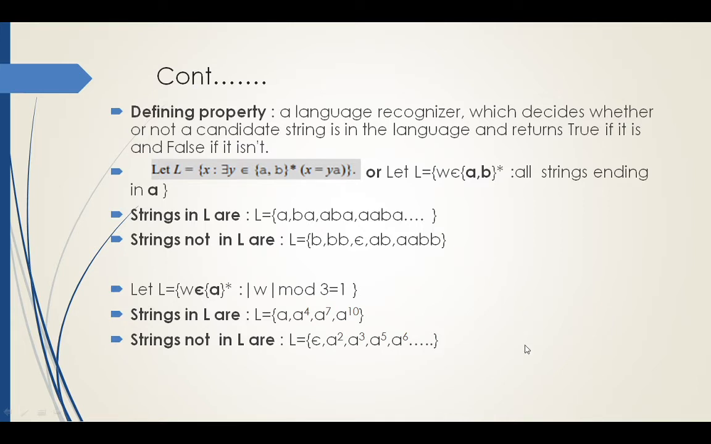If I take a string A, A, the length of the string is 2 because it has 2 characters. So 2 mod 3, what do I get? 2 is divided by 3, so the remainder is what?